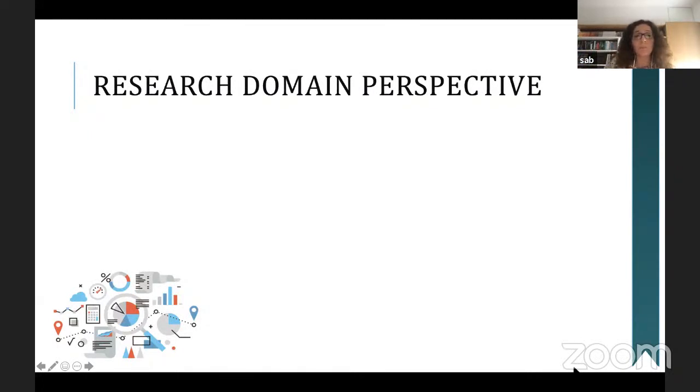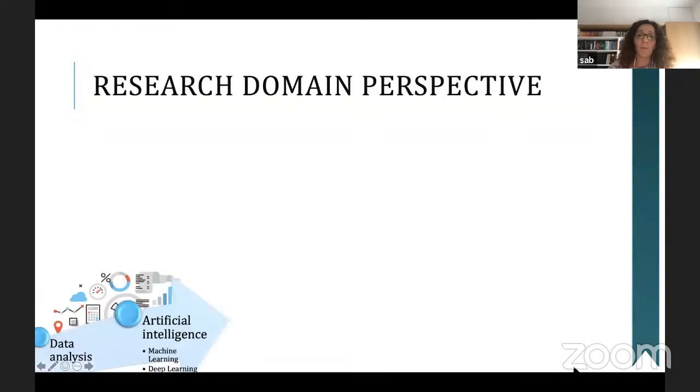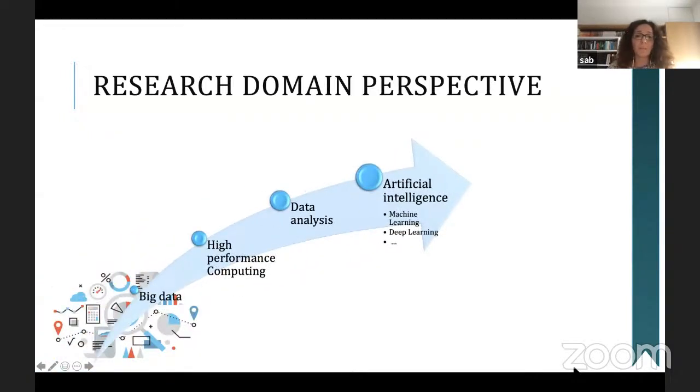In general, all the methodologies and technologies from the described domains, high performance computing, data analysis, artificial intelligence techniques, represent, in my opinion, a kind of basic minimal infrastructure to process data. But at the end of this era, it's important, there is the semantics, the semantics in a broader sense.